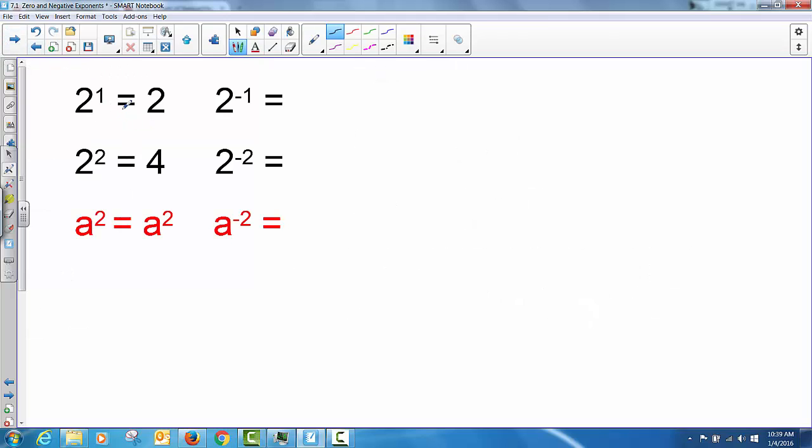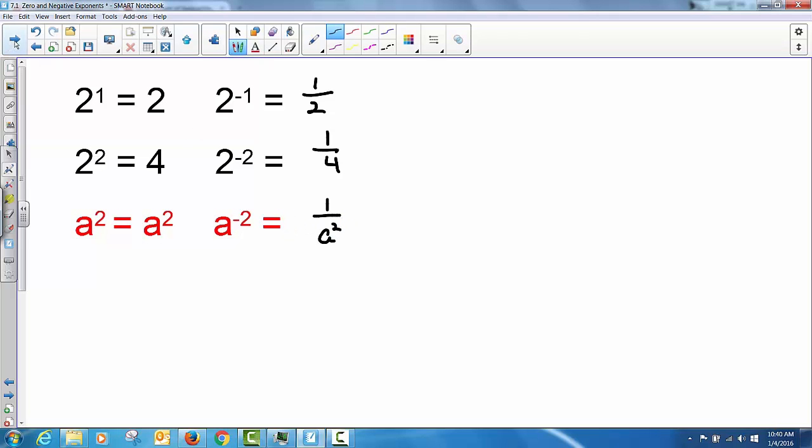We've got 2 to the negative 1. 2 to the 1st is 2, so 2 to the negative 1st is 1 over 2. 2 squared is 4, so 2 to the negative 2 is 1 over 4. A squared is equal to a squared. A to the negative 2 is equal to 1 over a to the 2.